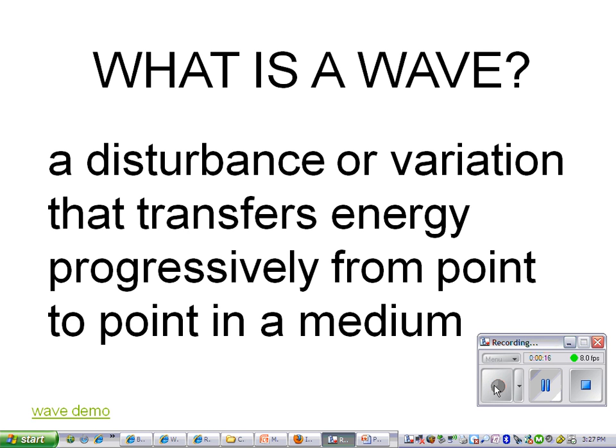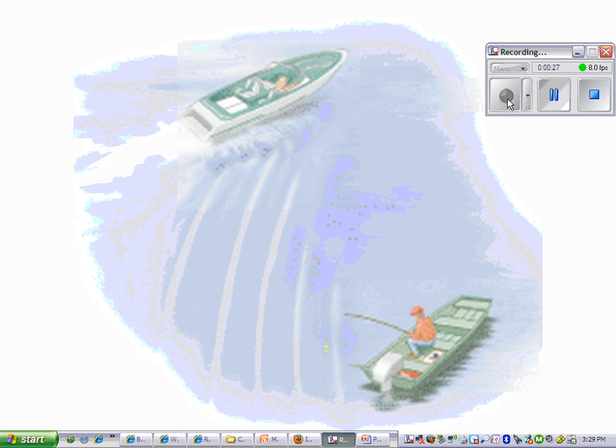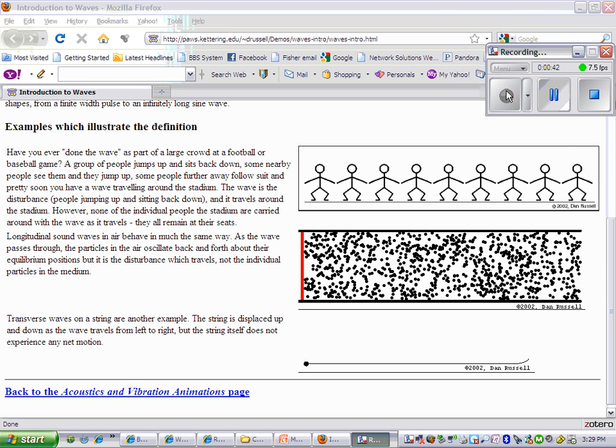The first thing we want to know, though, is what is a wave? It's a disturbance or variation that transfers energy progressively from point to point in a medium. A good example of that is when a motorboat travels along and leaves a wave behind, energy is transferred from the motorboat to other boats, like this fisherman here out on the lake.